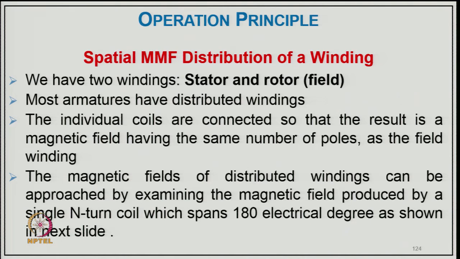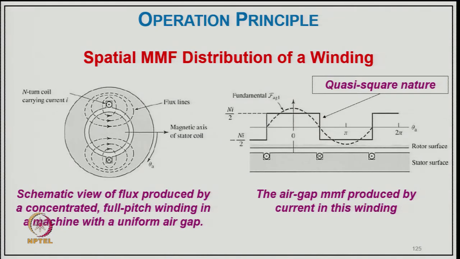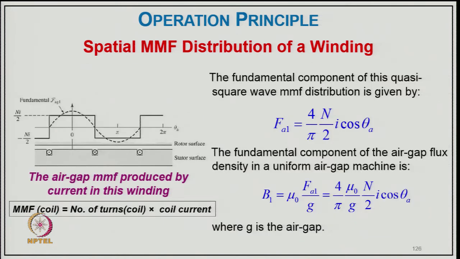Stator 3 phase winding and rotor field winding. Most armatures have distributed winding. The individual coils are connected so that the result is a magnetic field having the same number of poles as that of the field winding. The magnetic field of the distributed winding can be approached by examining the magnetic field produced by a single N-turn coil, which spans 180 degrees electrical, as on the typical slide. So with the 180 degree winding, we put the winding as shown, and this is the air gap flux produced by the current in this particular winding. This is a schematic view of the flux produced by a concentrated full pitch winding of a machine with a uniform air gap.